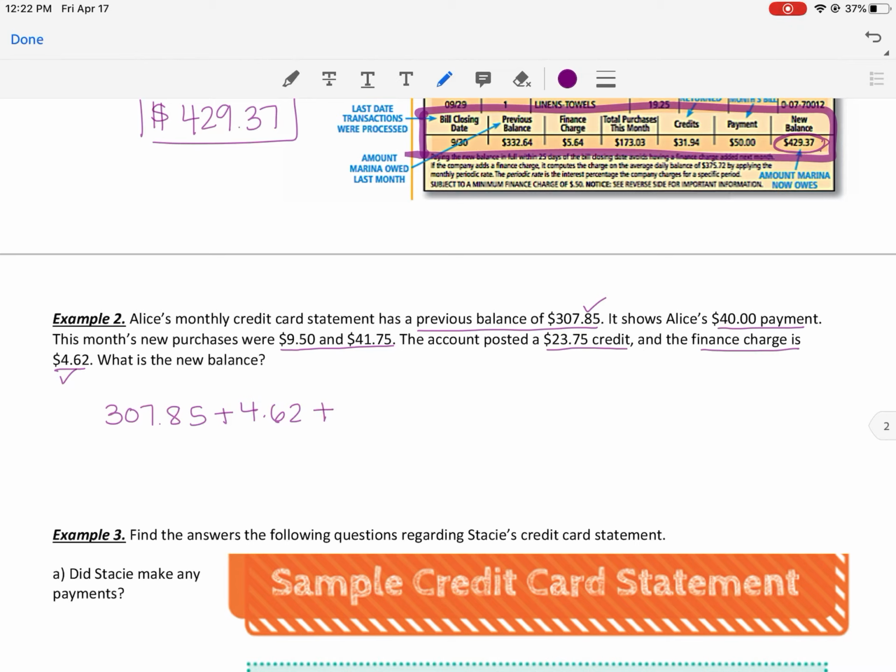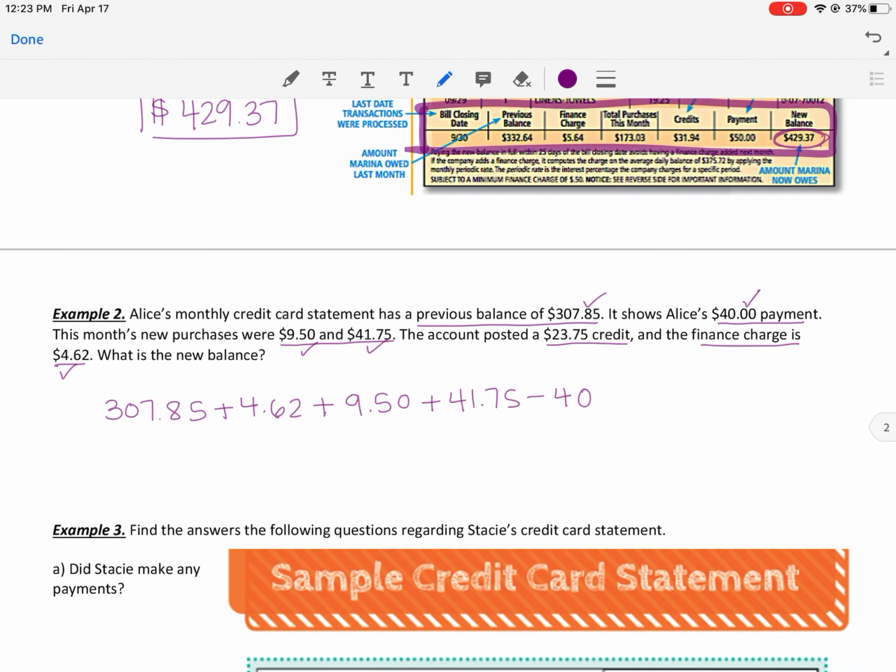We're now going to add the $4.62 plus the new purchases. In this case, Alice made 2 new purchases. So we're going to add $9.50 and we're going to add $41.75. We use both of those. Now we subtract her payments. In this case, she made a $40 payment. We're going to subtract the $40 payment, and we subtract her credit of $23.75.